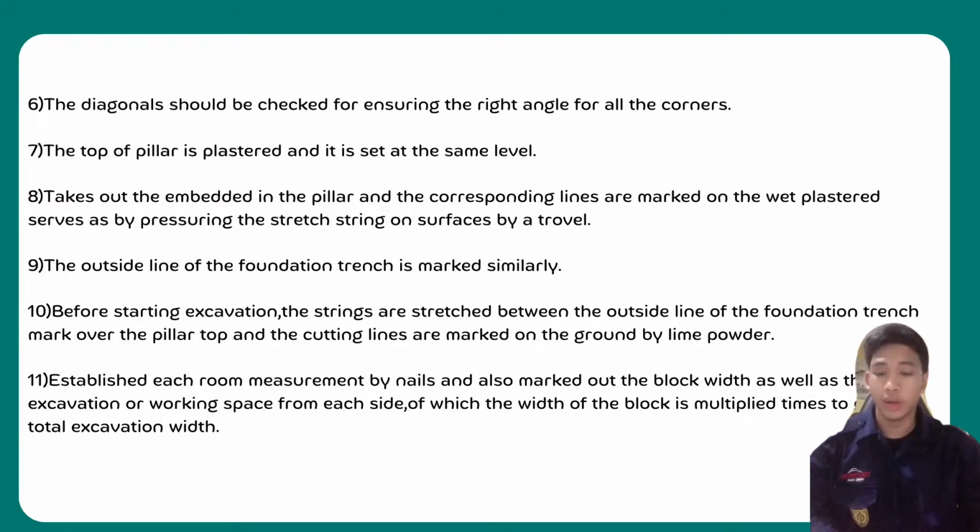And for the last one, establish each room measurement by nail and also mark out the block width as well as the excavation or working space from each side, of which the width of the block is multiplied times two to give the total excavation width.